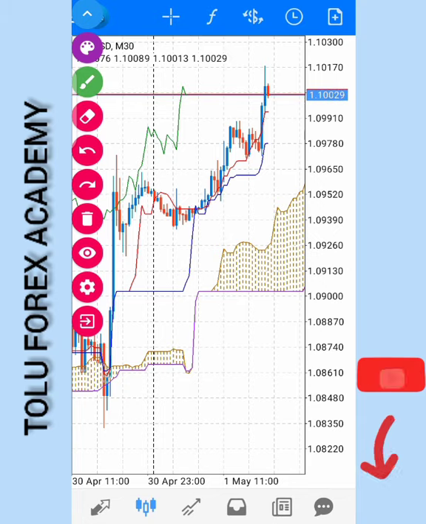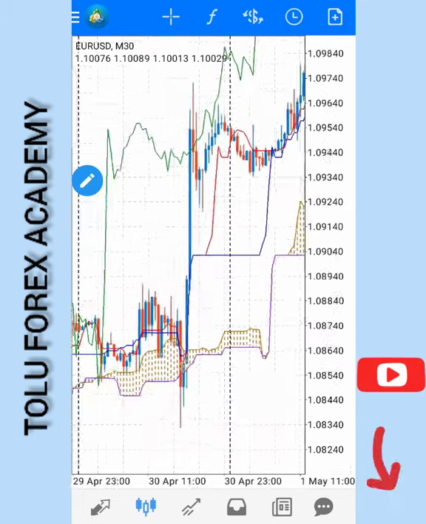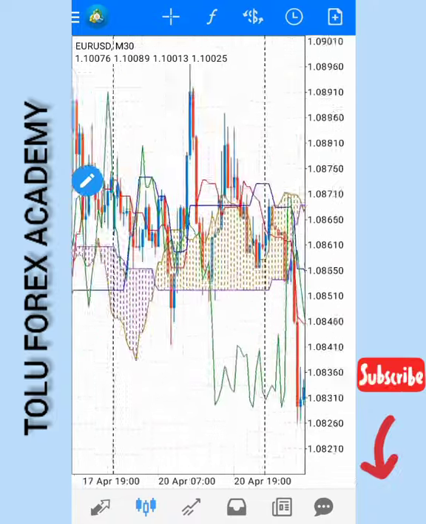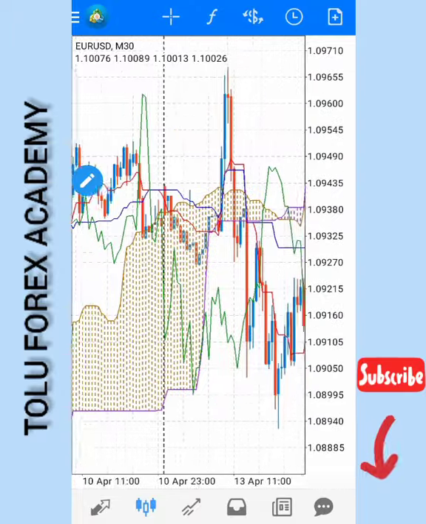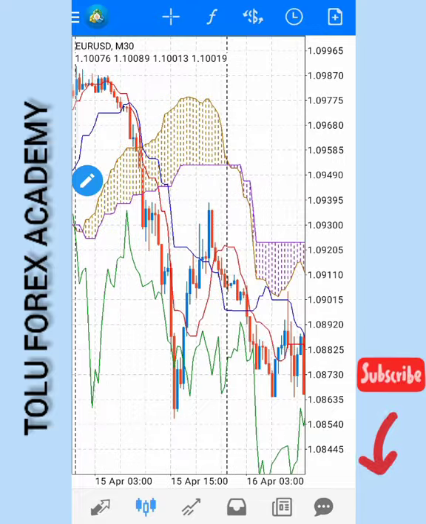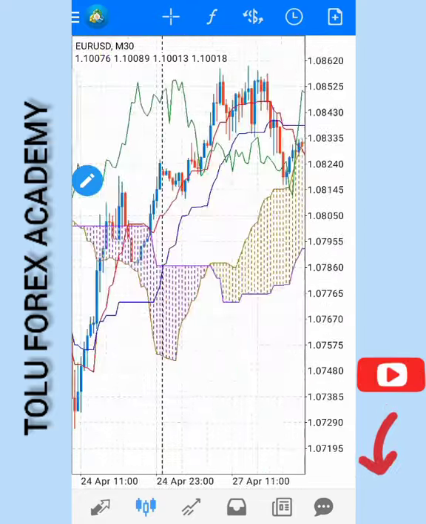Some of us will see this chart and be like, oh, this thing is looking very rough. Yeah, that is how it is. What we'll do now is learn how to actually trade with this and cash in profit.